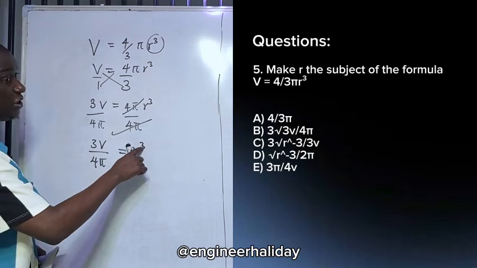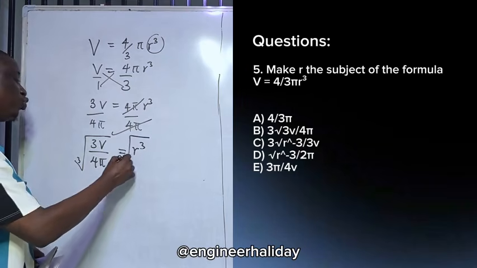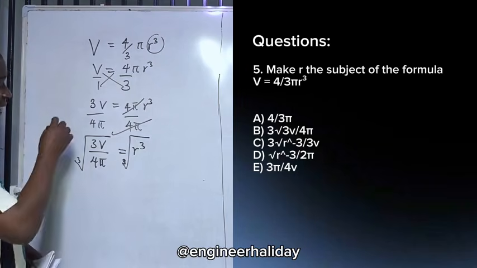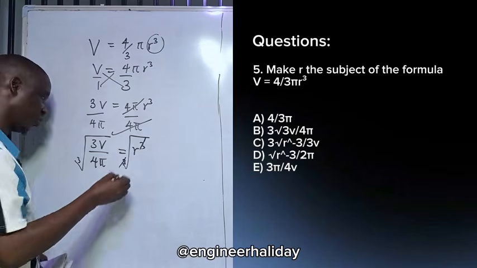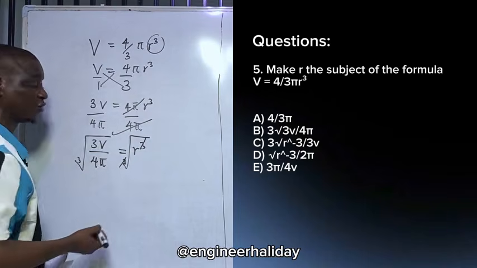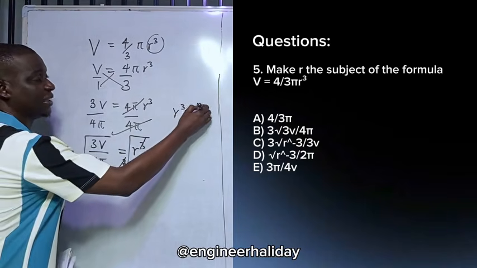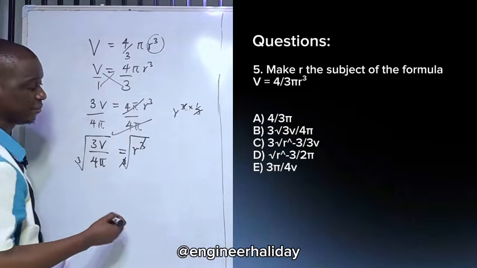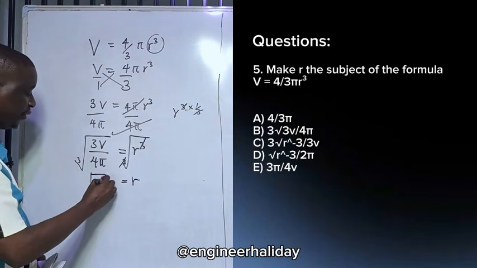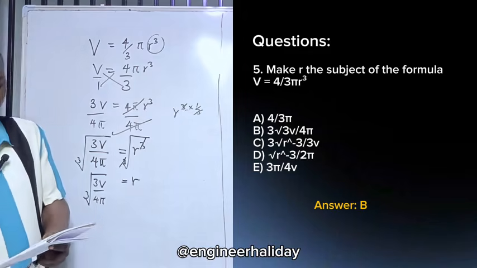How do we remove this cube here? Is to take cube root of both sides. Cube root, cube root, cube root. So if you take cube root of both sides, this one will cancel this one. Cube root is like multiplying by power of 1 over 3. If you multiply R raised to power 3 times power of 1 over 3, it will cancel out. Now it will remain R, so that is cube root of 3V over 4 pi. So that should be option B.